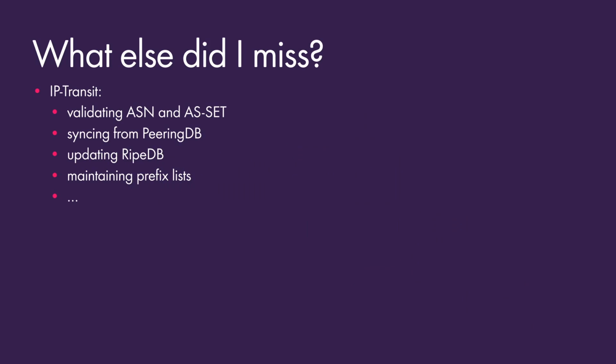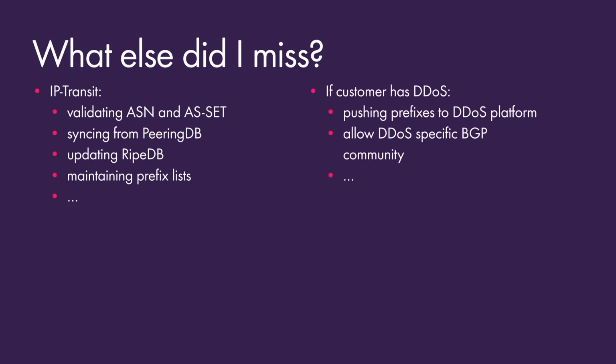We sync from PeeringDB, like the customer's prefix limits, and update RIPE DB, the AS sets on our AS sets on RIPE DB. We have to maintain prefix lists to filter them and whatnot. And we also have a DDoS platform. So if the customer for the IP transit also has DDoS with us, then we have to remember to push the prefixes to this DDoS platform, or to enable a DDoS-specific BGP community for their sessions.